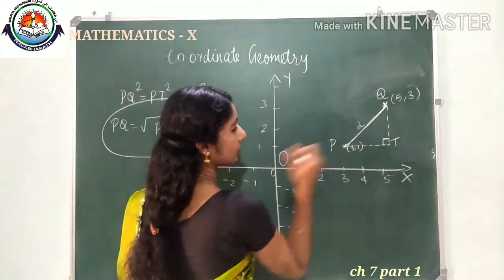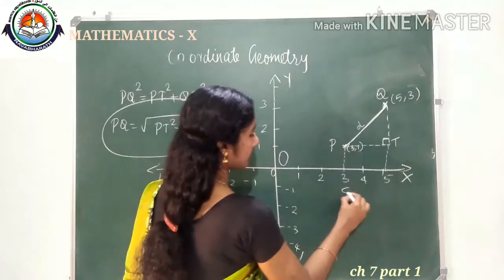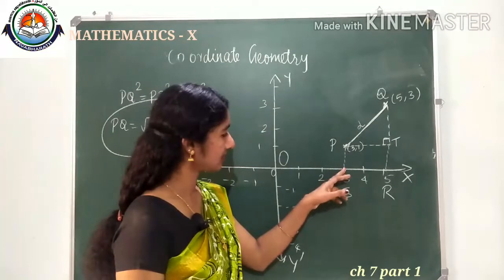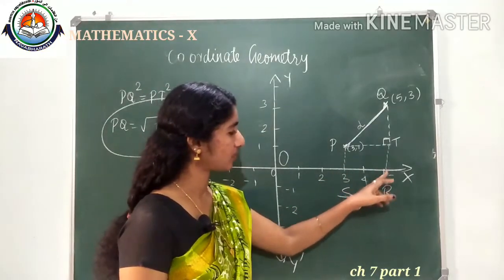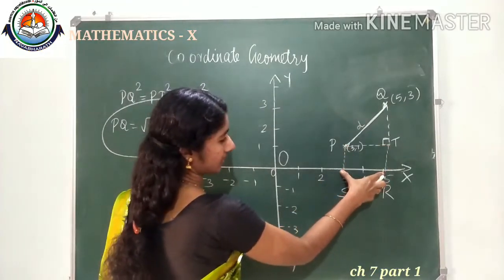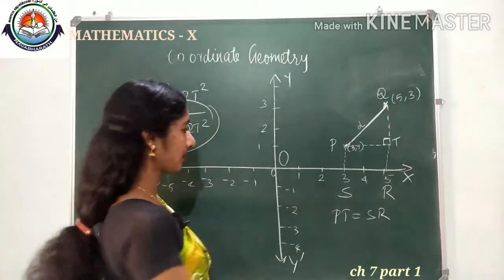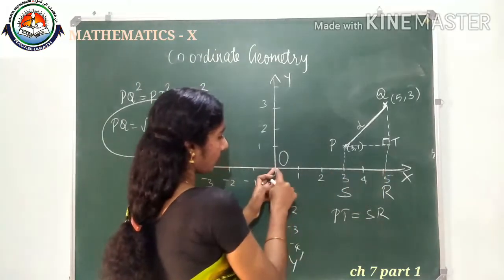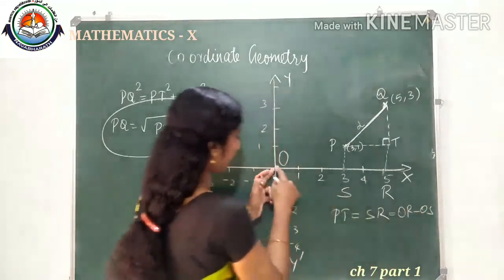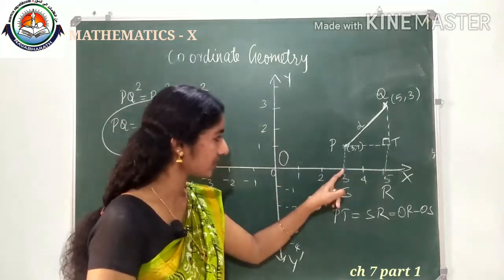How can we find PT? This line segment length we need. Just extend this one here. Which points have I marked? This point I have marked as S and this point I called R. Now, PT is equal to SR. PT is same as SR. How can you find SR? SR means OR minus OS, correct? OR minus OS will make SR. Once more, look on the board. OR minus OS is SR.